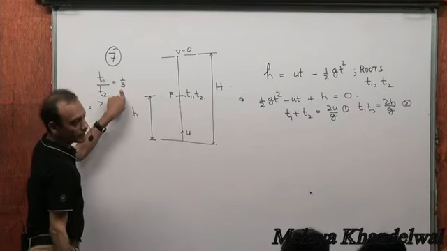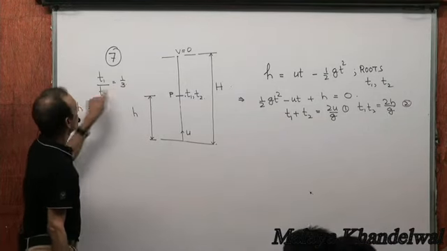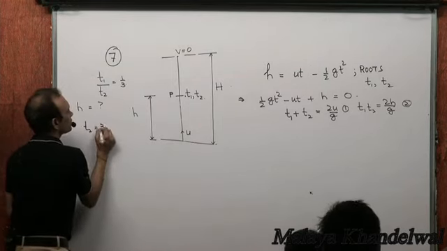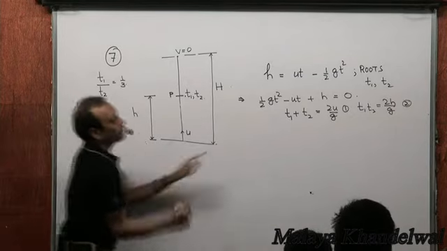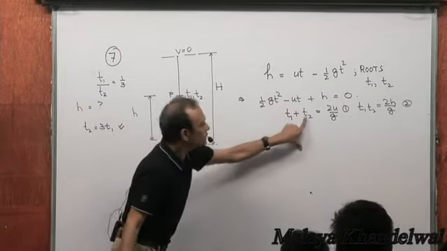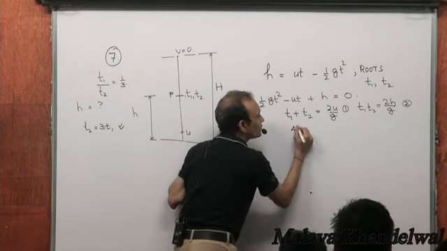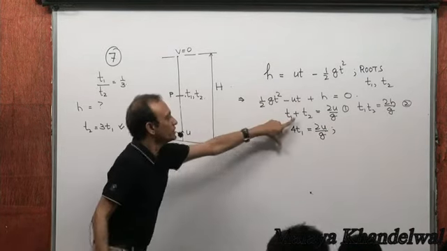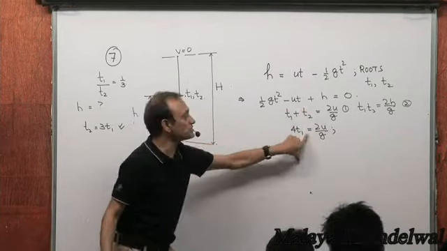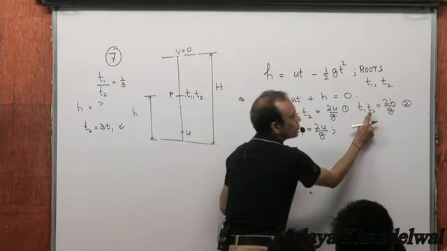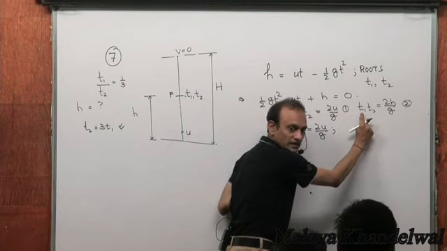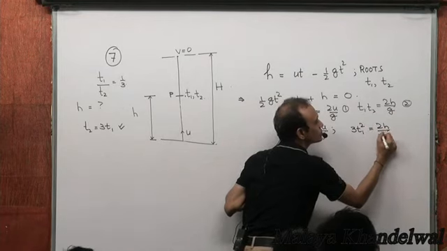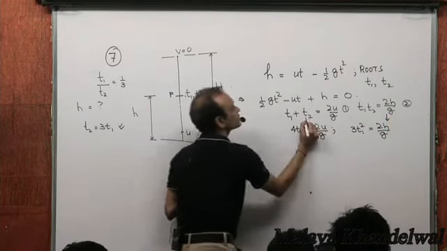t1 by t2 is 1/3, so t2 is 3 times t1, isn't it? Now plug in t2 as 3 times t1 here. So you get 4 t1 is 2u by g. Now look at this. Put t2 as 3 times t1. So you get 3 t1 squared is 2h by g. Yes or no? One from this equation and this from this equation.